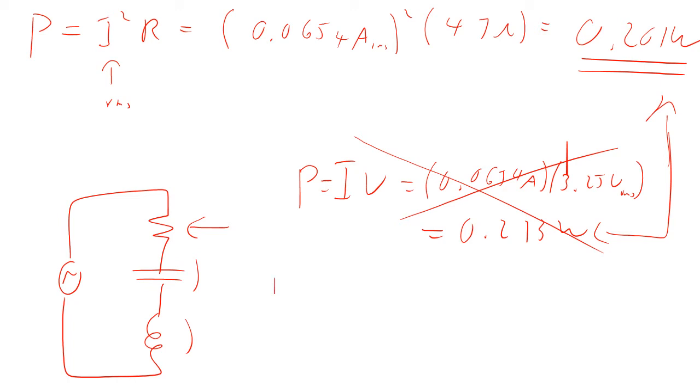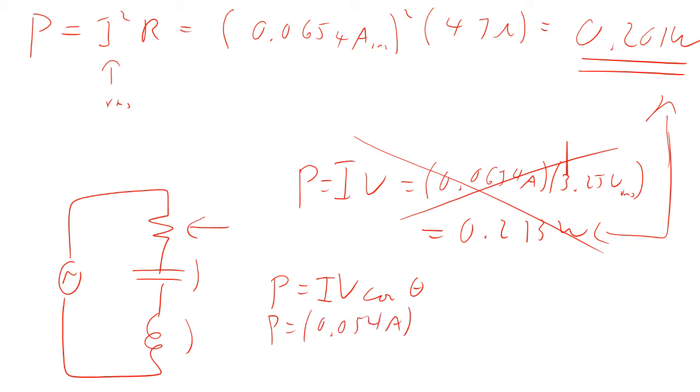Well, if you remember from our lecture on the power factor, because the voltage and current are out of phase, you need to know the component of the current that is parallel to the voltage, or the component of the voltage parallel to the current. Either way, same thing. So that gives you IV cosine theta.